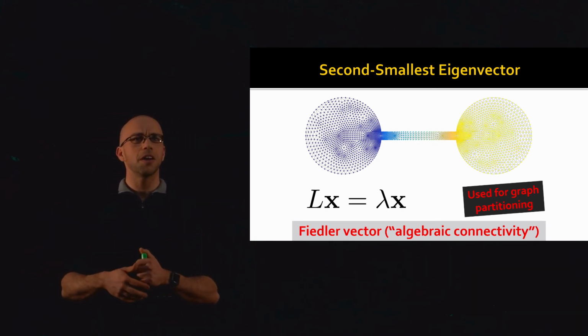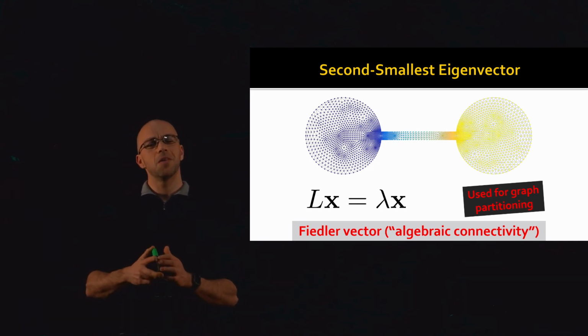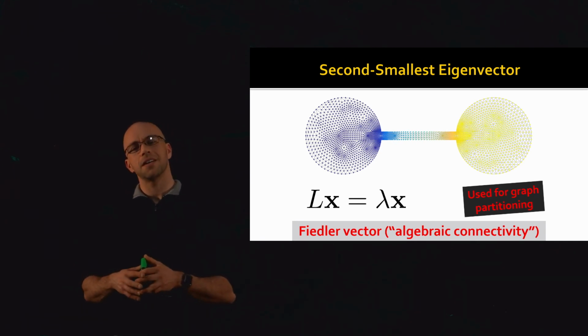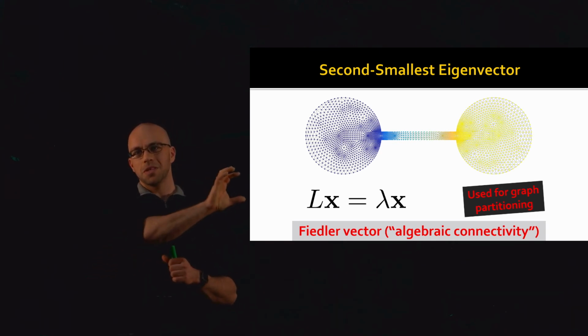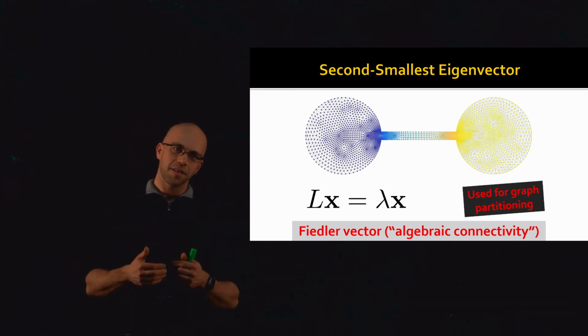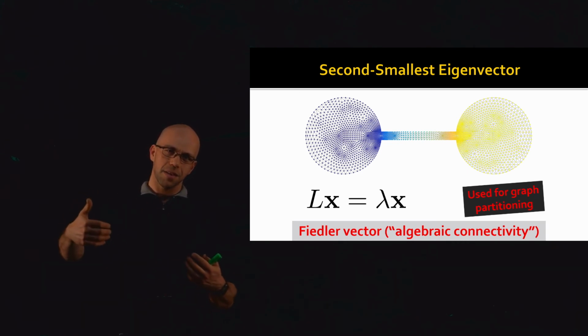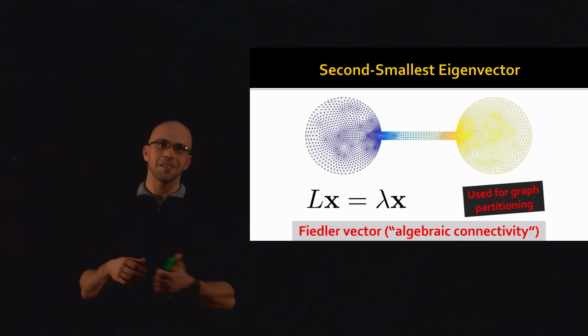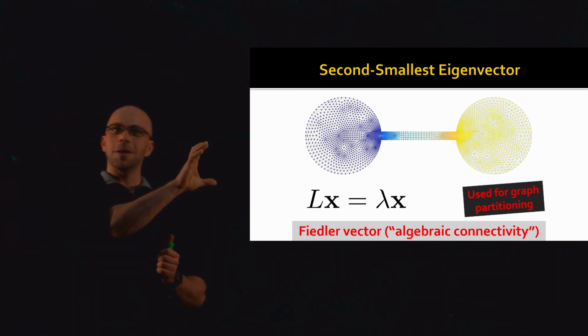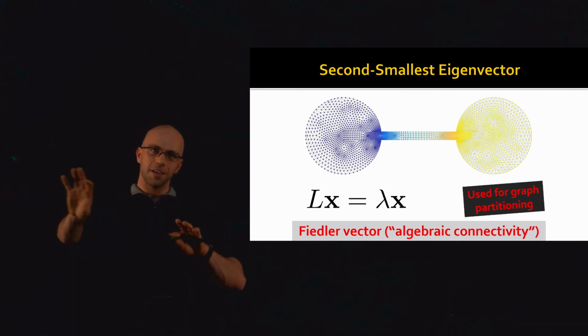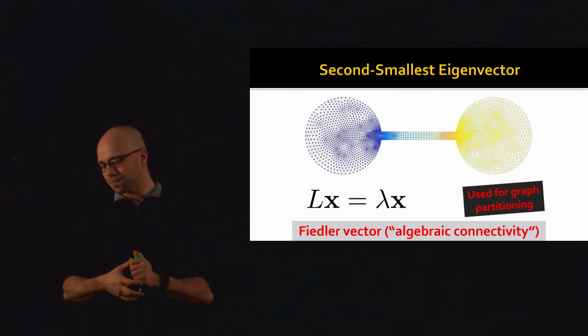And it's actually used quite often for graph partitioning. So we'll see much later in this course when we talk about clustering and segmentation that if we compute this eigenvector and then just separate the vertices where x is negative from the vertices where x is positive, this actually gives us a reasonable clustering of our graph. Like for instance, for this barbell graph, it'll separate out the left cluster from the right, which is pretty cool.